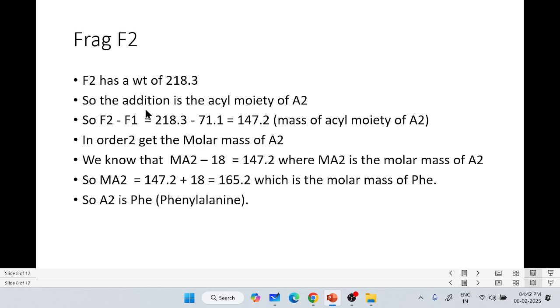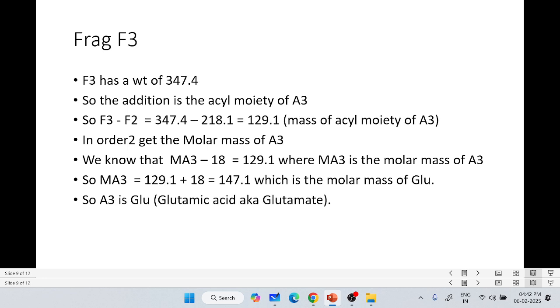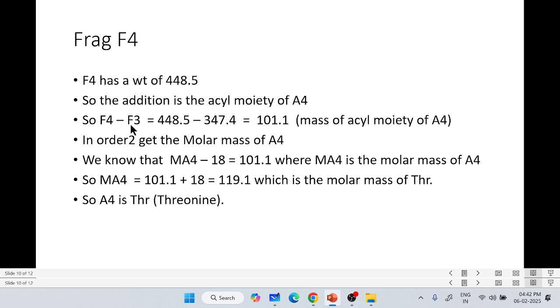Now the second fragment: we are adding an acyl moiety of A2 to the first fragment. So the difference is 147.2. This corresponds to the molar mass minus 18 of the second amino acid A2. So we know that M(A2) minus 18 is equal to 147.2, where M(A2) is the molar mass of A2. So M(A2) is 147.2 plus 18, which is 165.2, the molar mass of phenylalanine. So A2 is phenylalanine. A3, same logic. F3 is added to F2. The difference between F3 and F2 is 129.1. You add another 18 to 129.1, you get 147.1, and A3 corresponds to glutamic acid or glutamate. Similarly, F4 is a difference of 101.1 from F3. You add 18 to 101.1, you get 119.1, which corresponds to threonine.